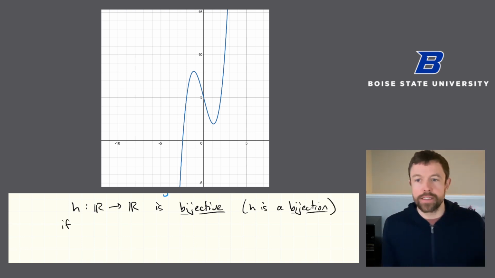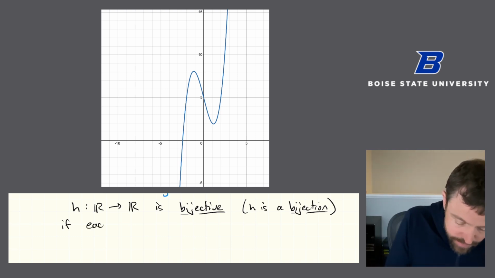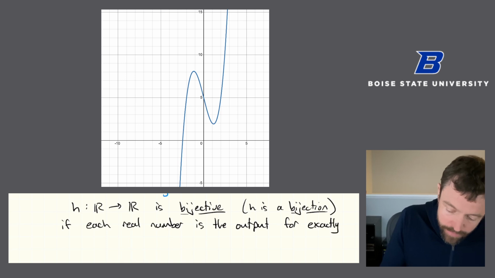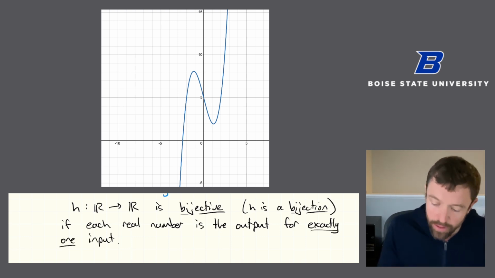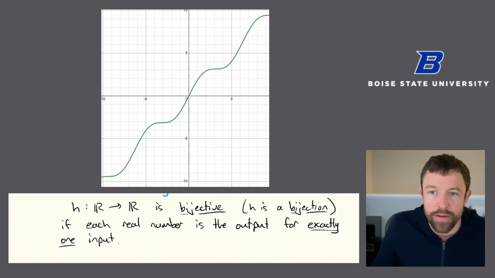Well, we already had at least and at most, and now we're going to have exactly. If each real number is the output for exactly one input. And the example I want to look at here, I think this one's in green. So let's move to a place where we can see this a little better. This is an example of a bijection.